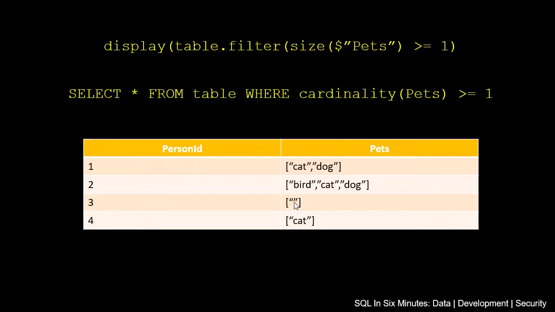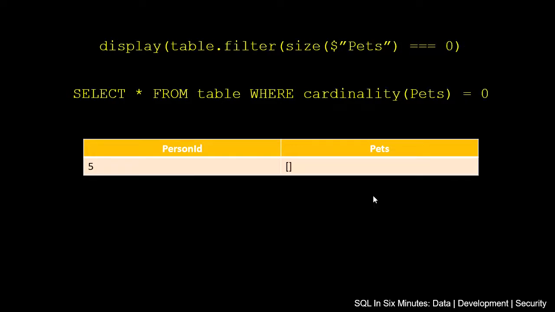Now, some of you are going to point out, well, there's a blank one here. Yes, but that's still an element. That's a blank element, but it's still an element, whereas the other is a null, as we'll see in a second. And then, of course, if you're using SQL, you can do it this way, where we're using the cardinality function. We're using the cardinality of pets greater than or equal to 1.